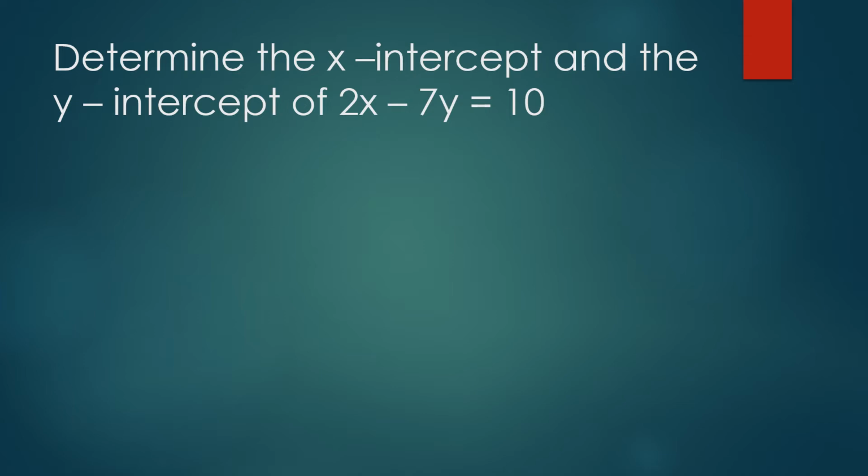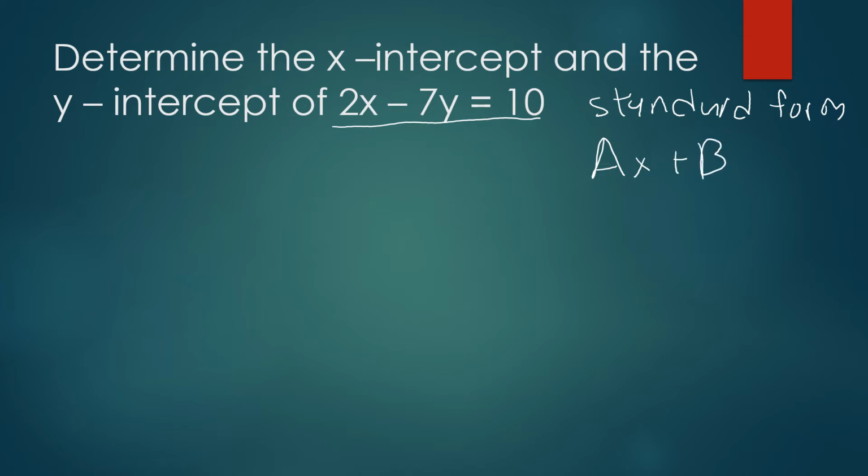Alright, next type of form. Determine the x-intercept and the y-intercept of 2x minus 7y equals 10. This equation is in standard form, ax plus by equals c. So with this equation, we're going to go ahead and find the y-intercept, which is written as 0 comma y. X is the 0.